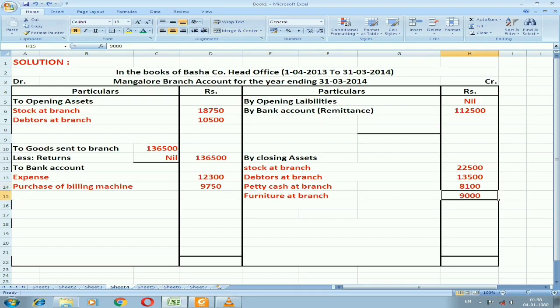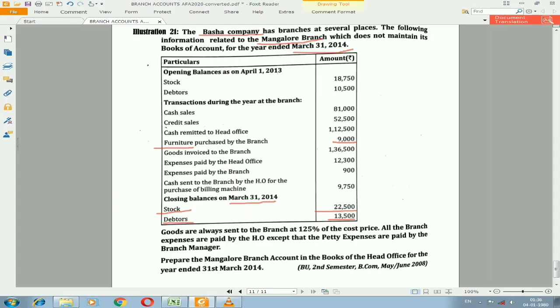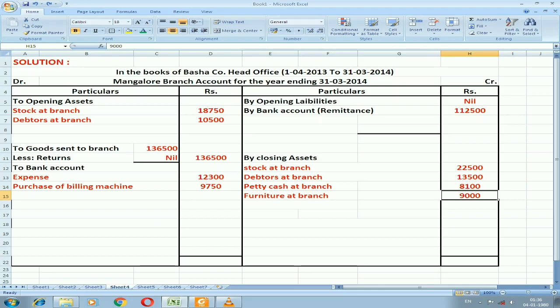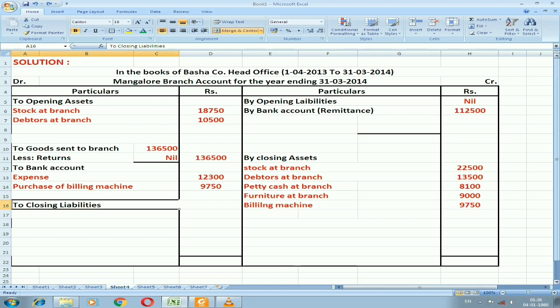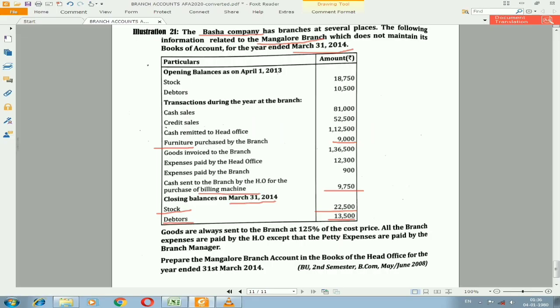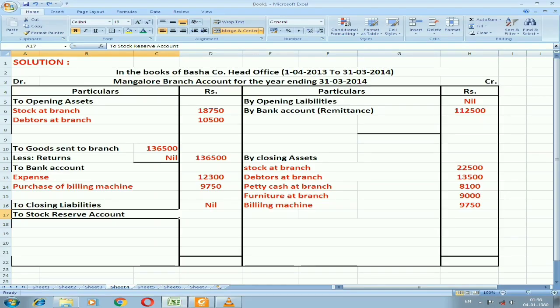Then we have one more asset in the illustration, that is cash sent to the branch by the head office to purchase a billing machine. So the billing machine is also an asset, amount of rupees 9,750. Apart from that we don't have any opening balance of assets in the illustration, and closing liabilities will also be nil. Then we need to take the stock reserve account. For that we need to check the percentage. We have 125%. You can take that as 25 divided by 125.